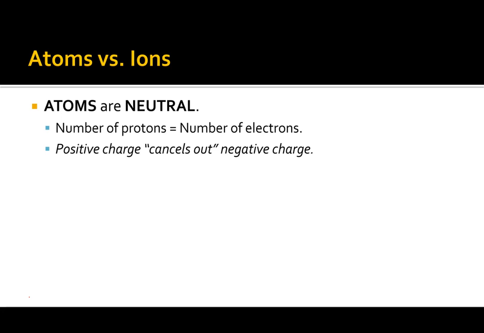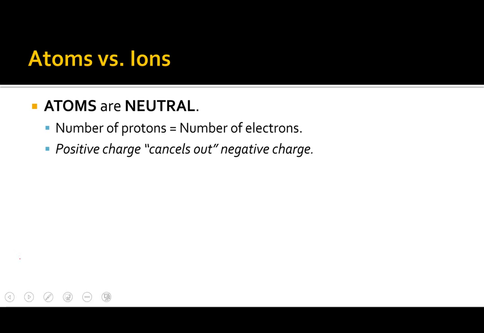And by neutral, we mean the number of positive particles, the protons, is going to be equal to and balanced out by the number of electrons, those negative particles. So proton number equals electron number. And in that way, the positive charges cancel out the negative charges. Protons and electrons are equal, and the atom then would be neutral.